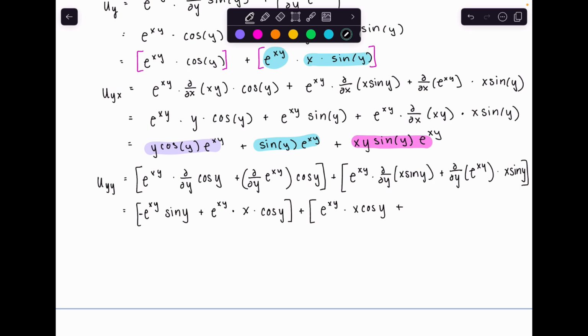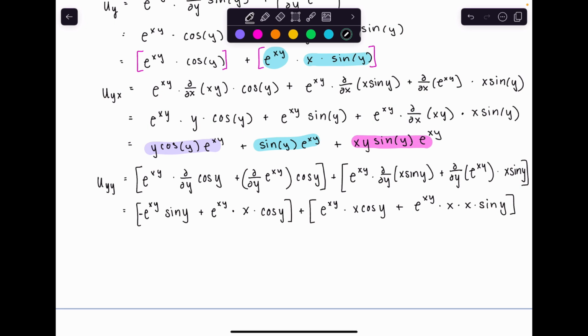And then in the same manner, derivative of e to the xy is e to the xy. Using your chain rule, derivative of that exponent with respect to y is x. And then you have the x sine of y at the end. If you left it here, not a problem. That's no biggie for me.